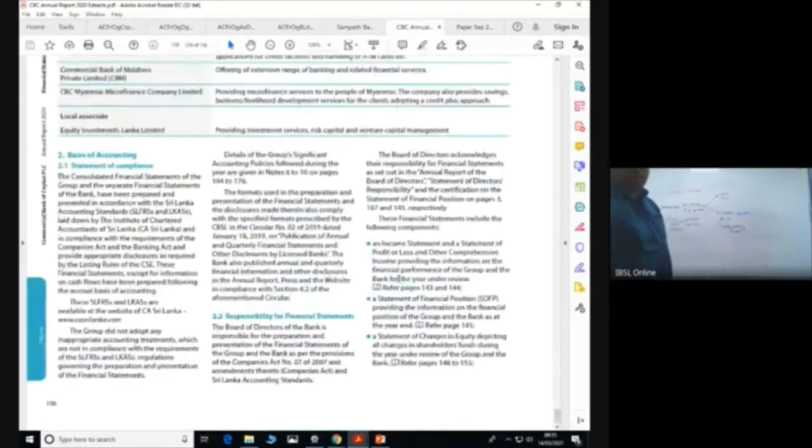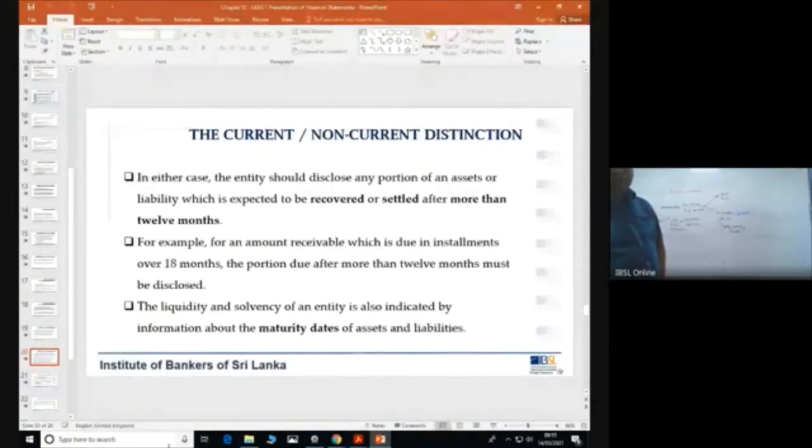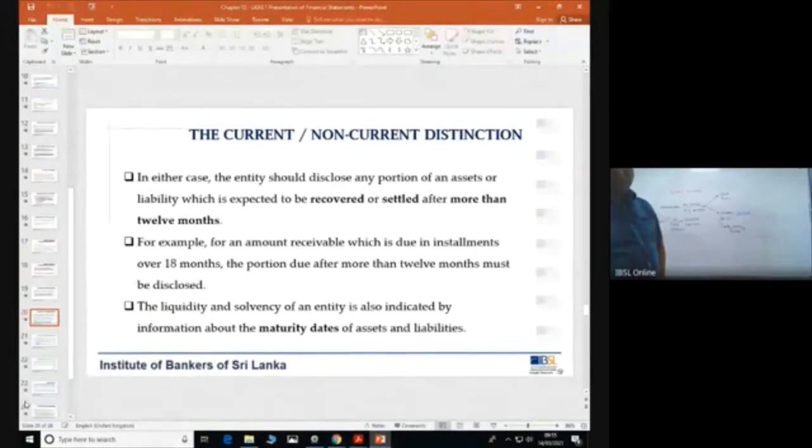And then you also have information about other details on the financial statements. If you go and look into the financial statements on the website, you will see there is adequate information on the policies as well.